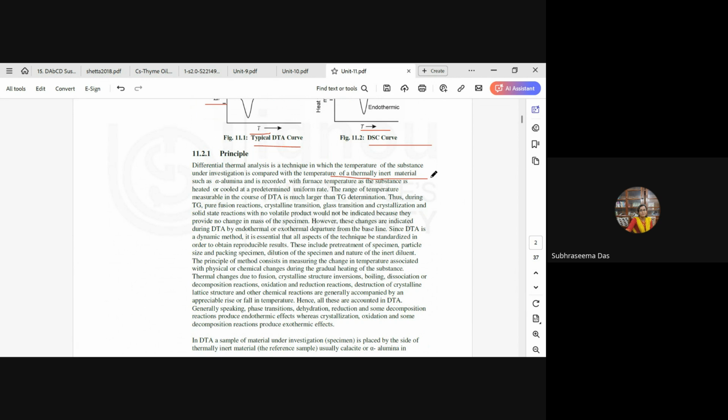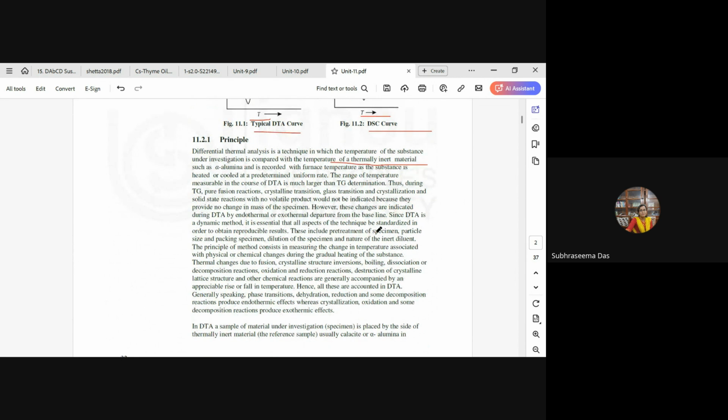So during TGA, crystalline transitions, glass transition reactions, and the crystallization temperature could not be indicated because they provided no change in mass. But these changes can be indicated by DTA studies. Now, since DTA is a dynamic method, it has to be standardized in order to obtain reproducible results. This includes the pre-treatment of the specimen, the particle size, the packing of the specimen, and the composition of our sample.